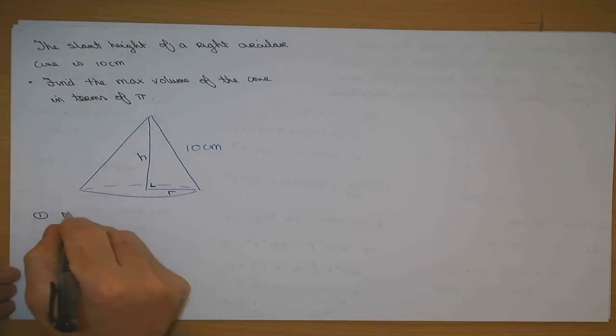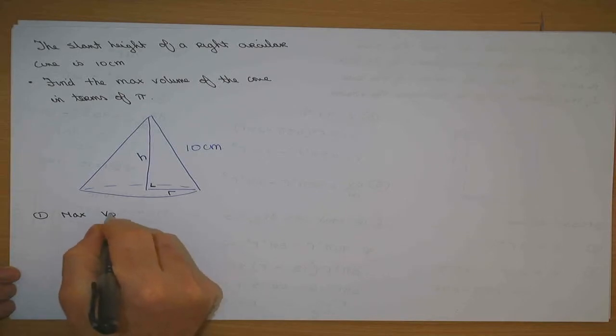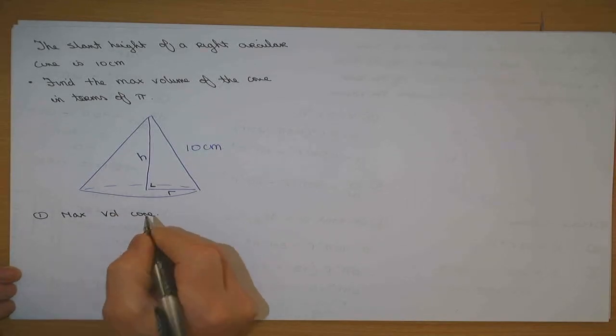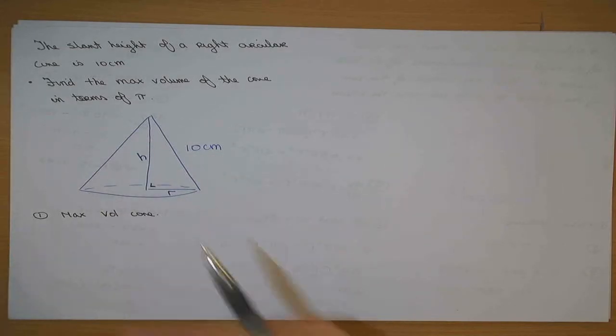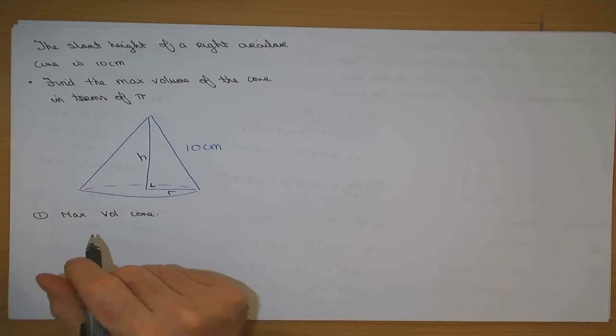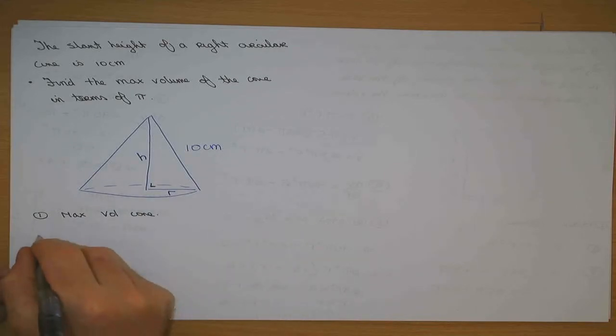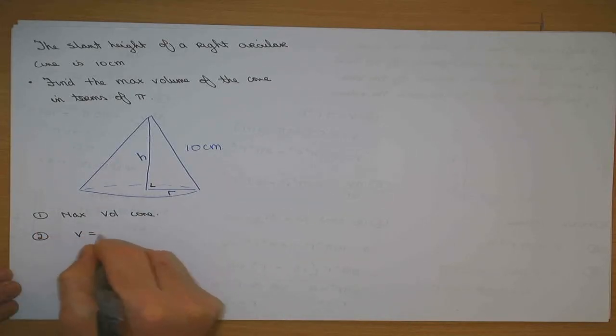What am I asked to do? I'm asked to maximize the volume of this cone. So if you have a slant height of 10, what's the biggest cone you can have with a slant height of 10? That's what the question is. Two, I write down the volume for a cone.